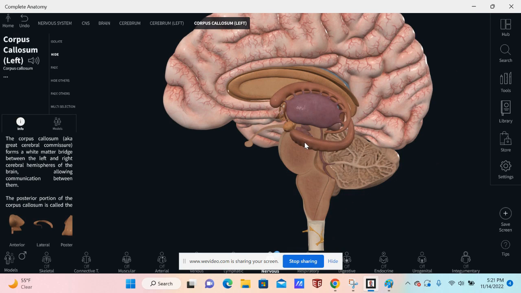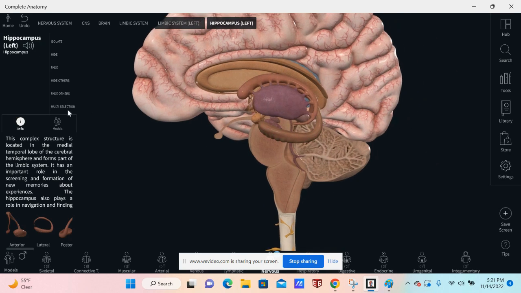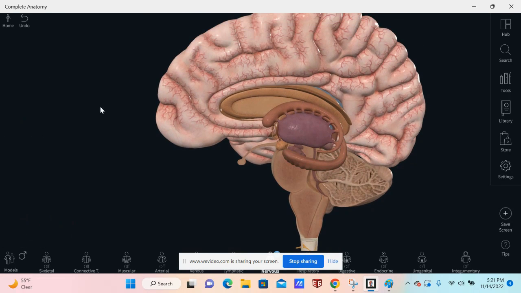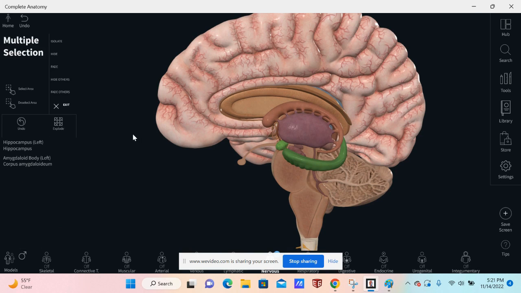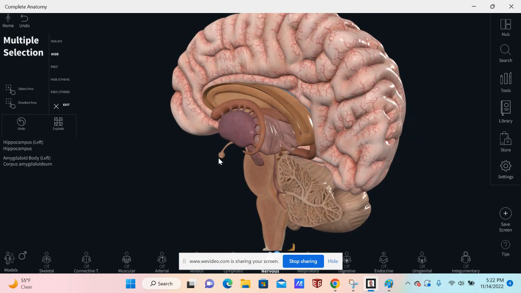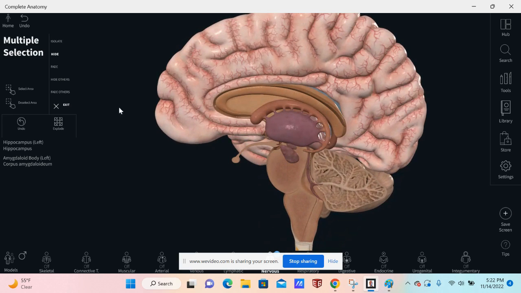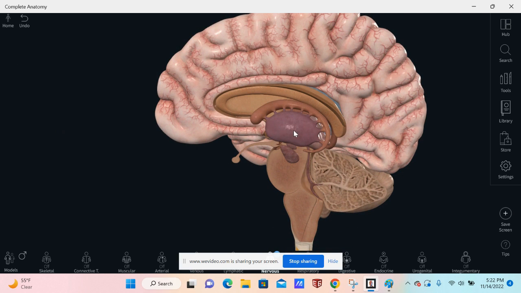So I'm going to get rid of some things that are not part of the basal ganglia. So let's go ahead and try it again. Let's get rid of Mr. Hippocampus. Let's get rid of Mr. or Mrs. Amygdala. Let's go ahead and hide those. All right, so now we have the basal ganglia here for you. So right here, this is called the putamen.